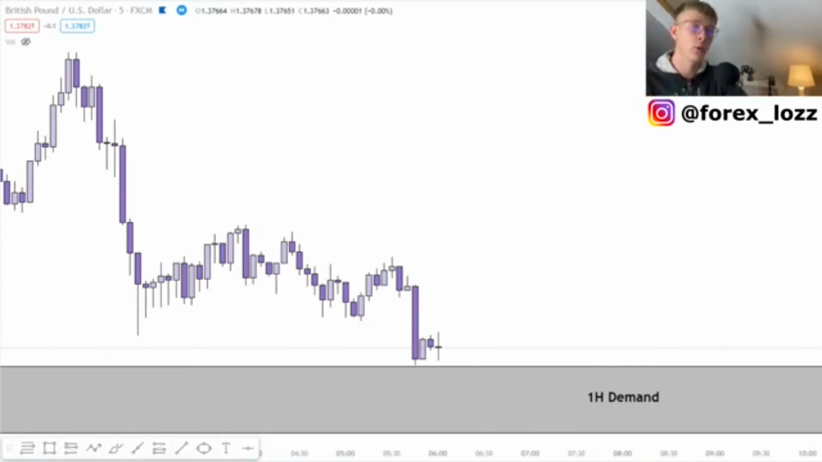We're looking at pound US dollar, which is my absolute favorite pair. If you guys follow me over my Instagram, Forex_Loz, you'll know this is one of the only pairs I trade.